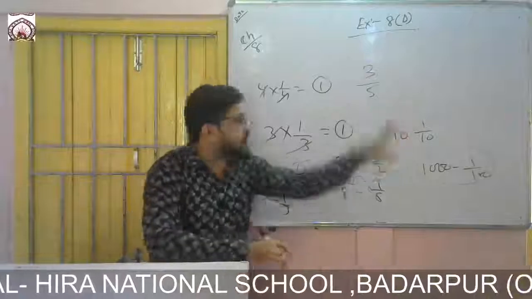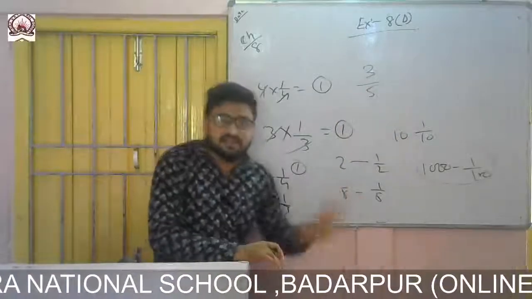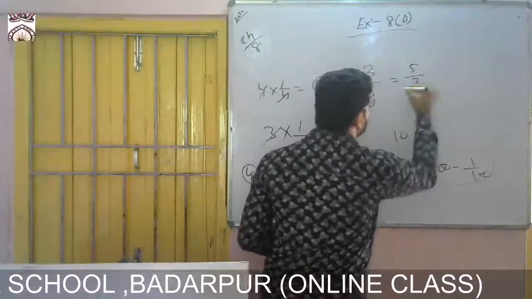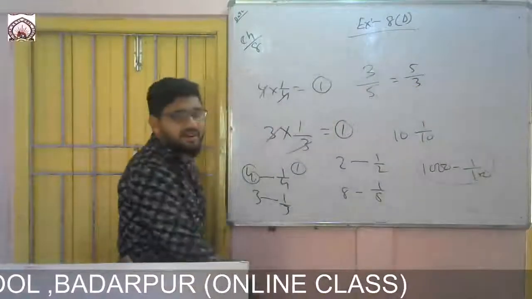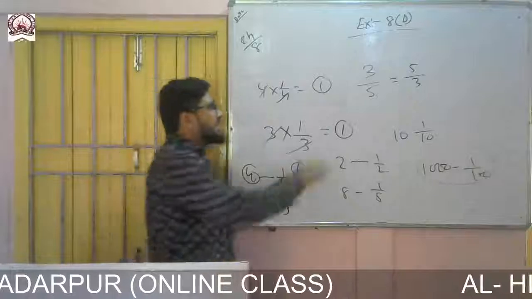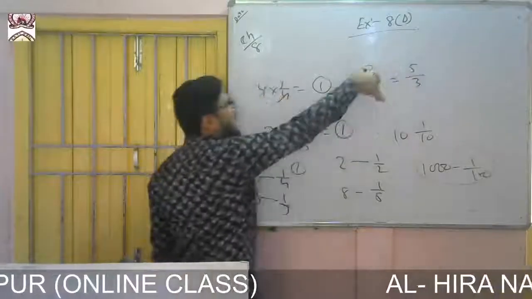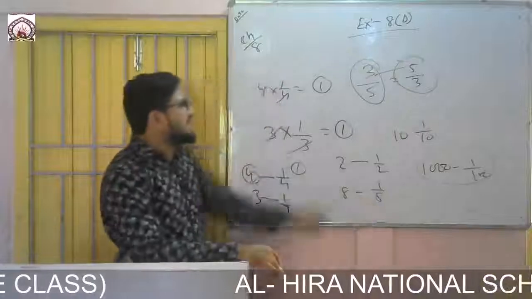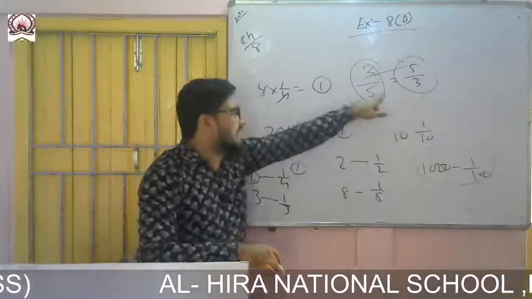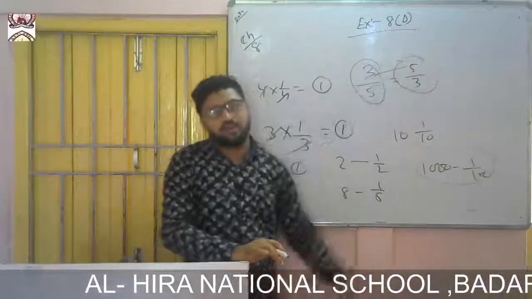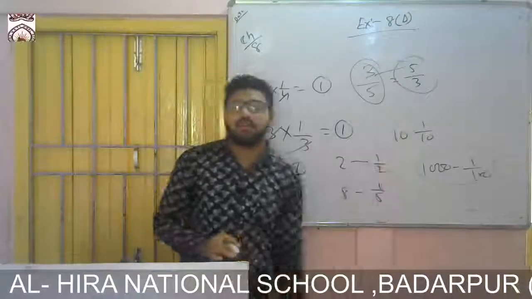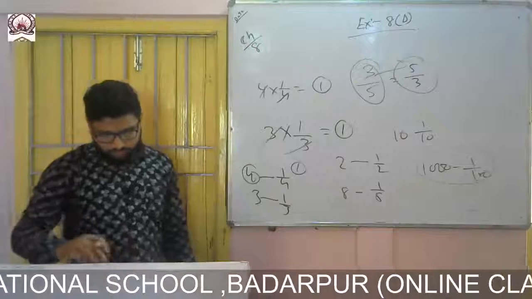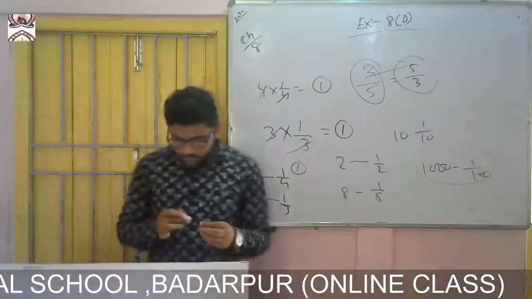So what is the reciprocal of this fraction 3 by 5? Yes, it is 5 by 3. That means the fraction just gets interchanged. The numerator will become the denominator and the denominator will become the numerator. So this is the reciprocal of that one. Understood?